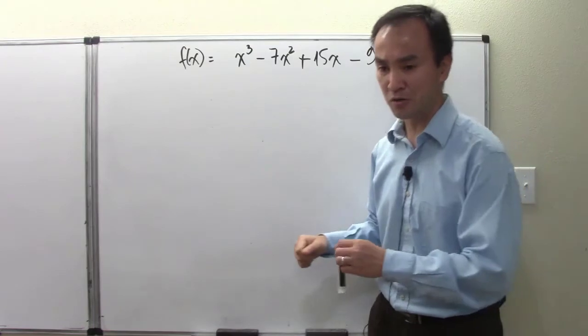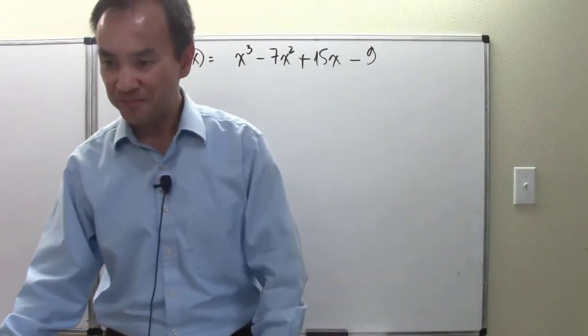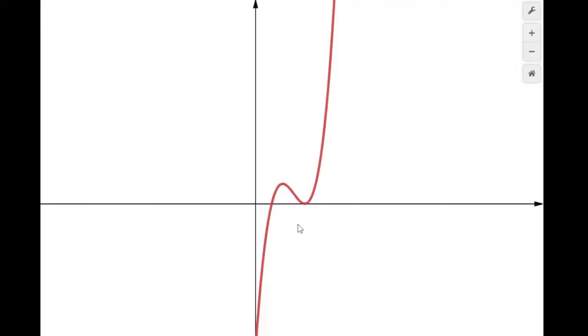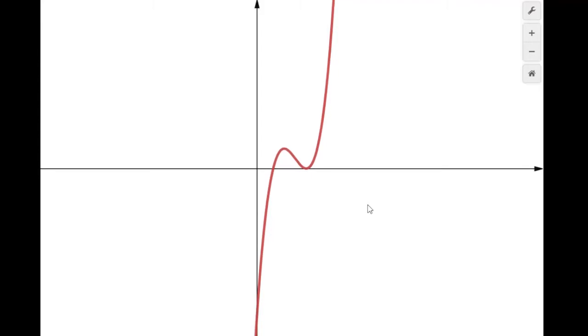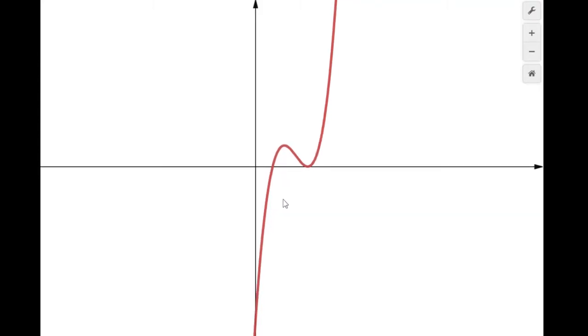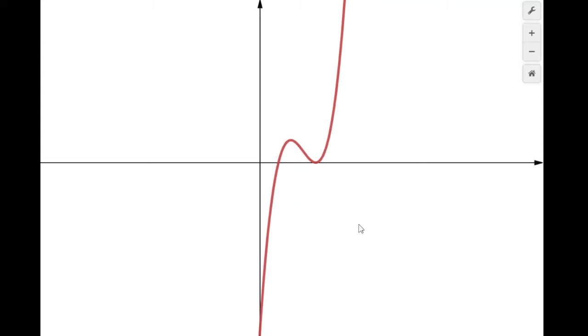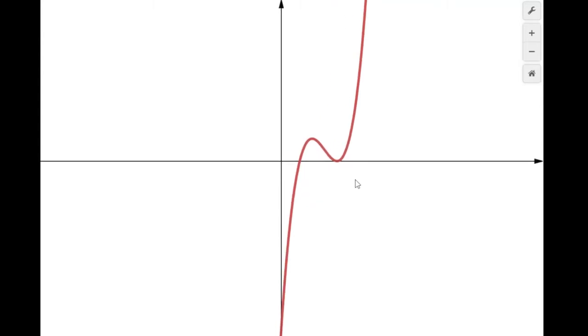Okay, so now on my computer screen, this curve right here is the graph of my function that was written on the board earlier. So this is the curve. And I purposely hid away the numerical labels and all that.